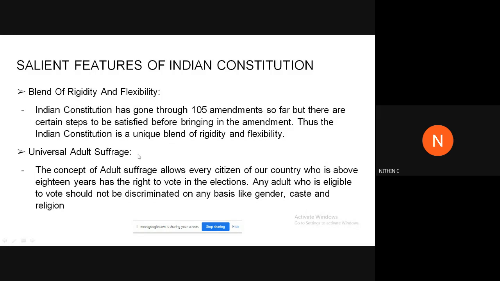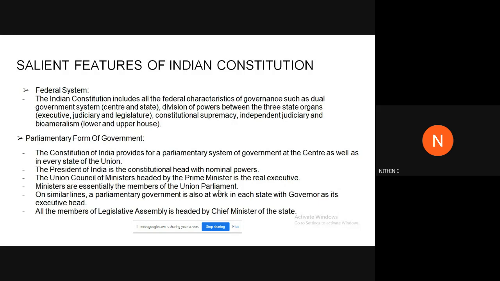Then universal adult suffrage, that is, all the citizens who are above 18 years have the right to vote in elections, and there should not be any discrimination on the basis of gender, caste and religion. Then another point is the federal system, that is the relationship between the center and the states, where powers will be distributed between the center and state.